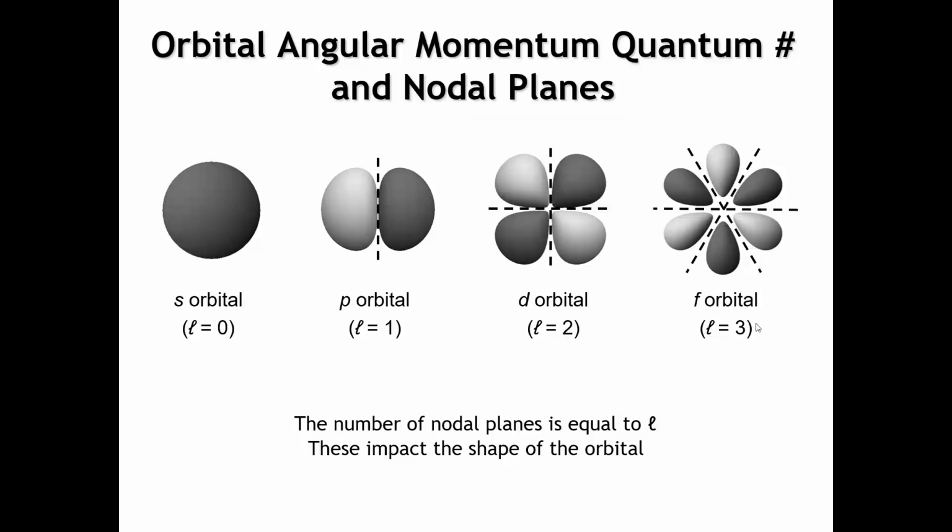And then for an f orbital, L equals 3, so we have 3 nodal planes, and we end up with this 6-lobed feature. So we can see that the number of nodal planes is equal to the orbital angular momentum quantum number.